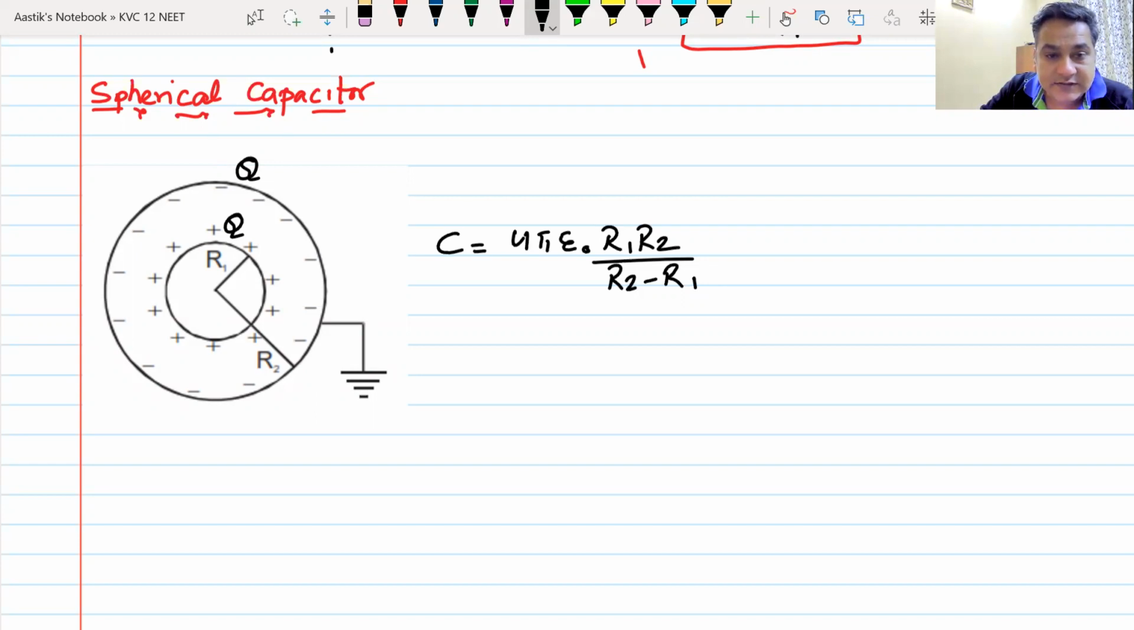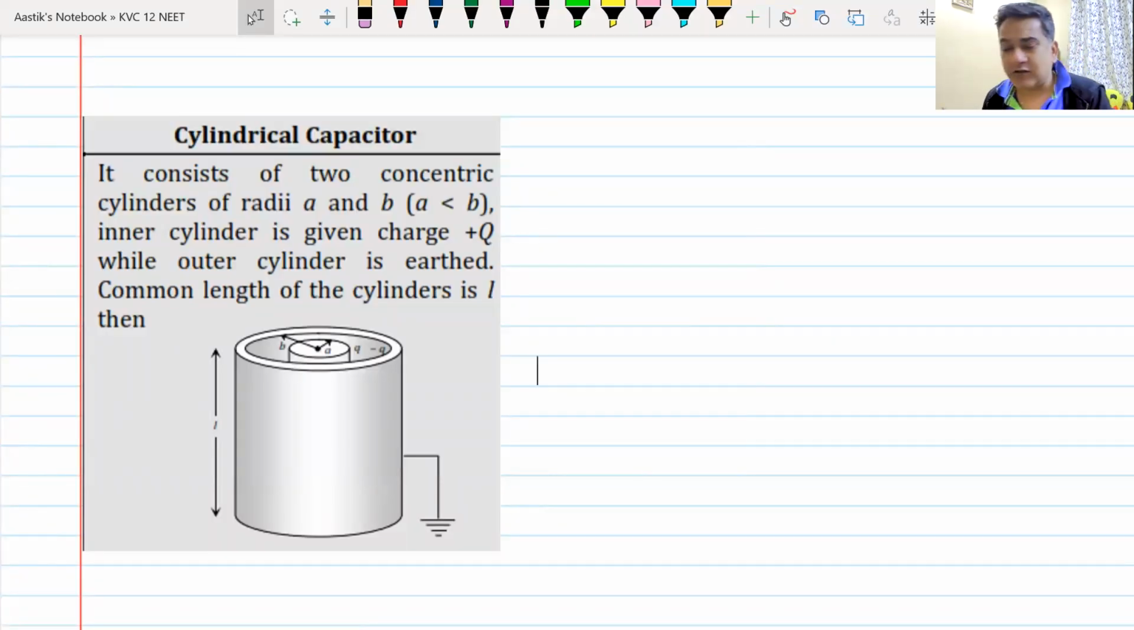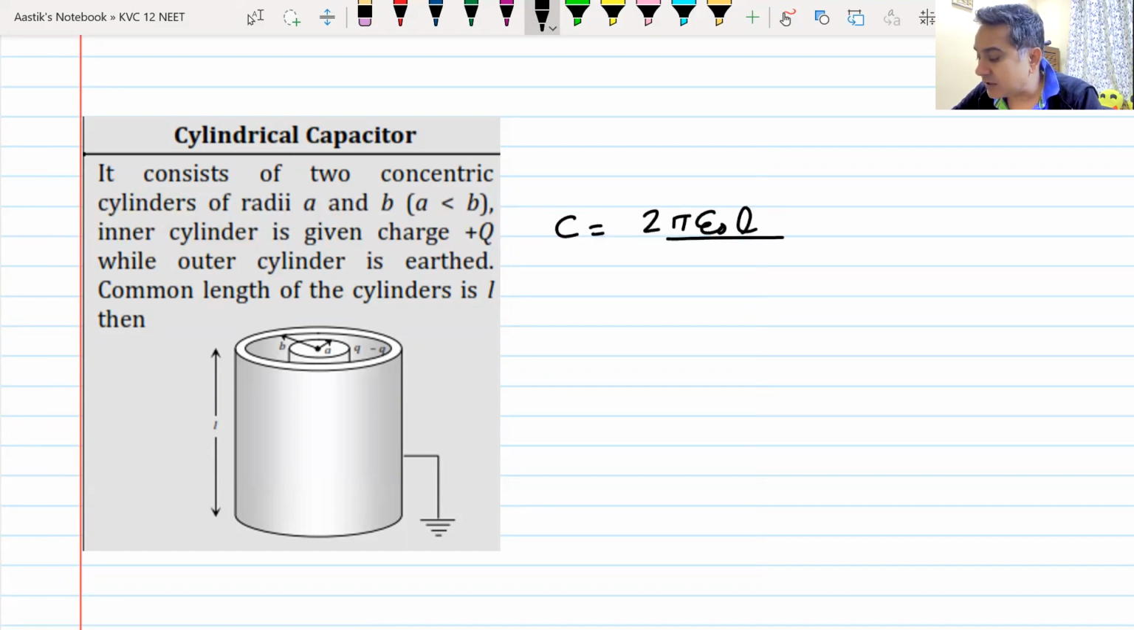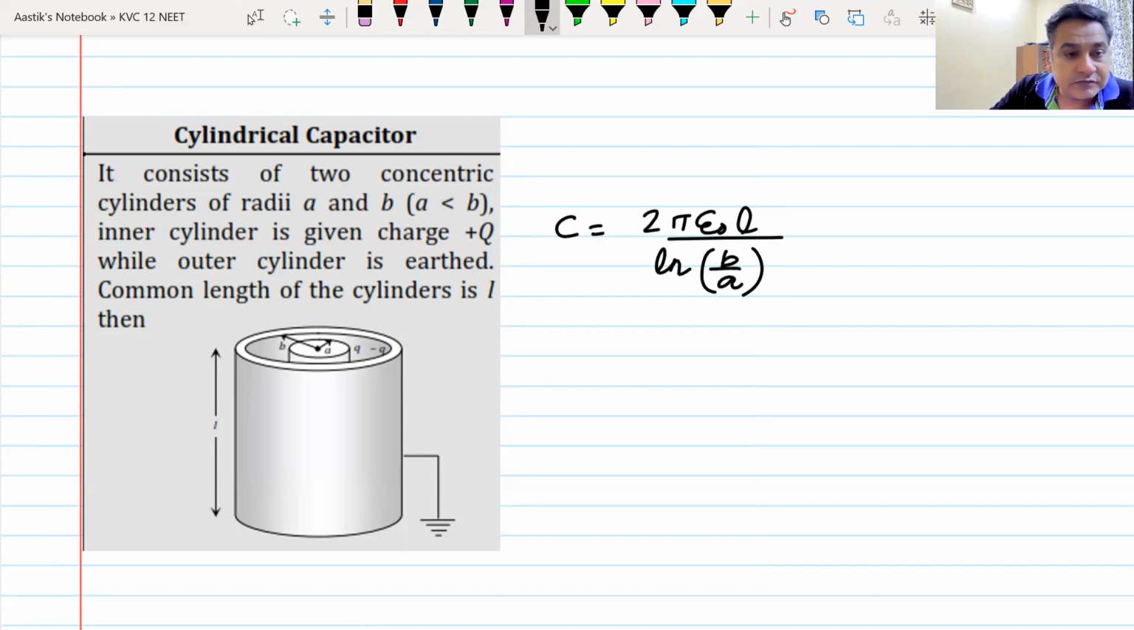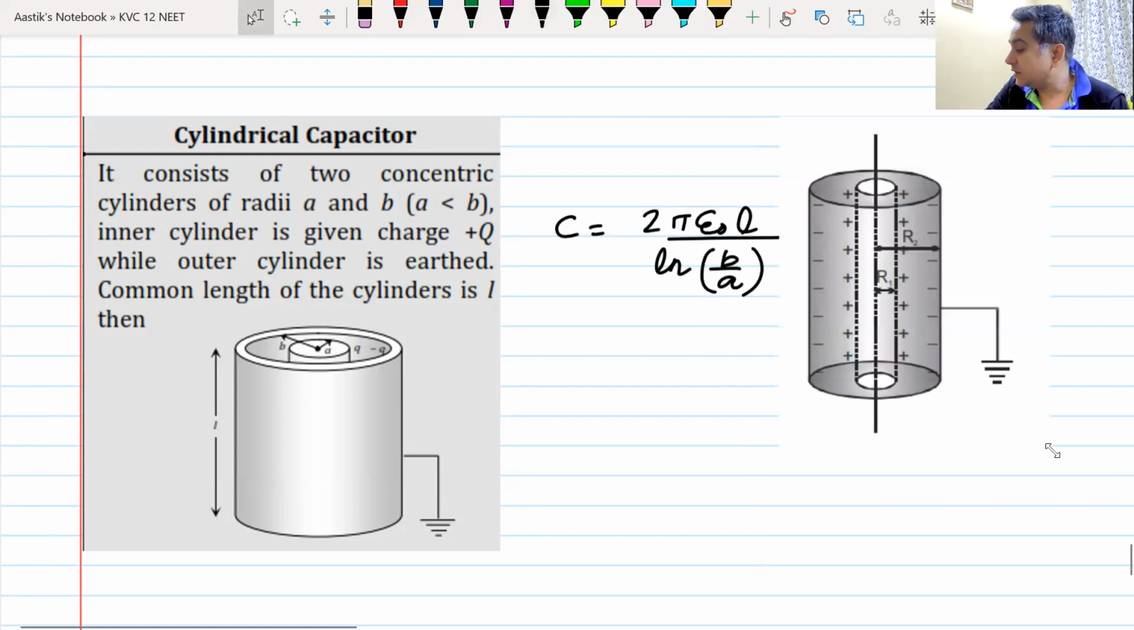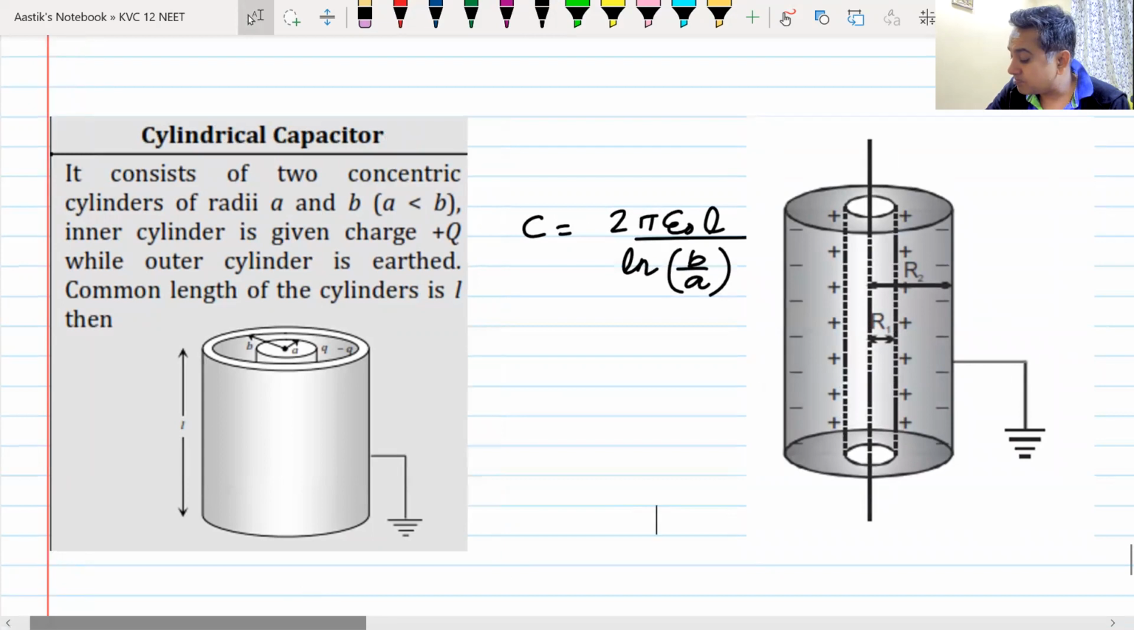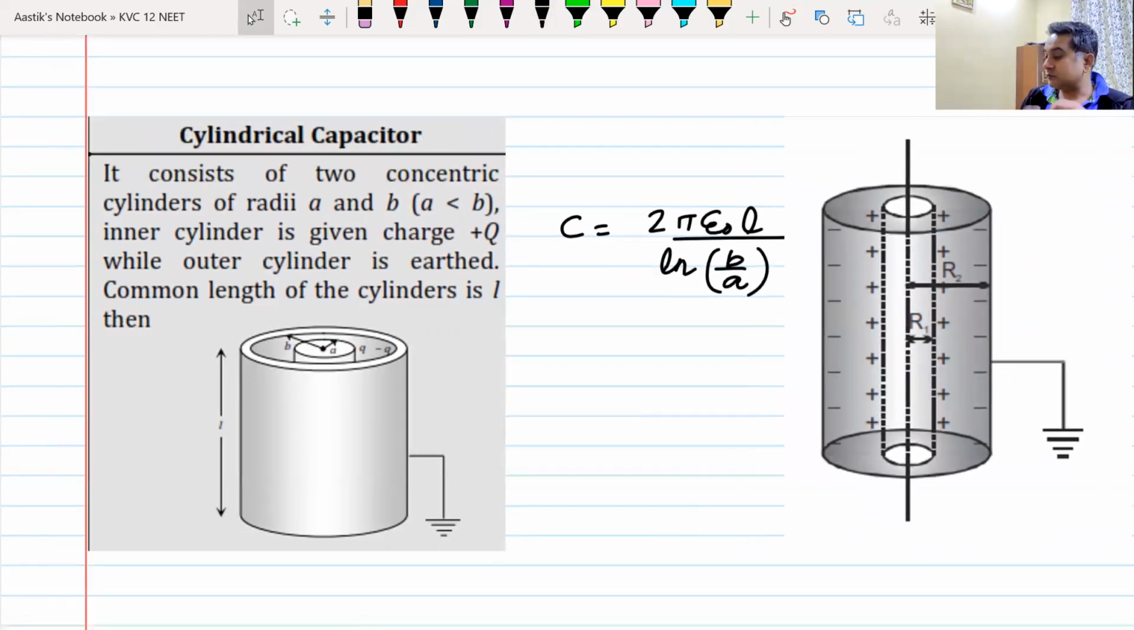The next type of capacitor is known as the cylindrical capacitor. It basically consists of two cylinders, one inside the other, one having internal radius A or R1 and one having external radius B or R2. The capacitance of this capacitor is given by this formula: 2 pi epsilon naught L divided by natural log of outer radius B by inner radius A. You can draw it this way, or if you want I can show you the bigger diagram. Doesn't matter, you just have to understand that it consists of two cylinders. You can call the inner radius R1 or R2, doesn't matter. I hope you understand this. Yes or no? So draw this diagram. I'll give you 2 minutes to draw it.